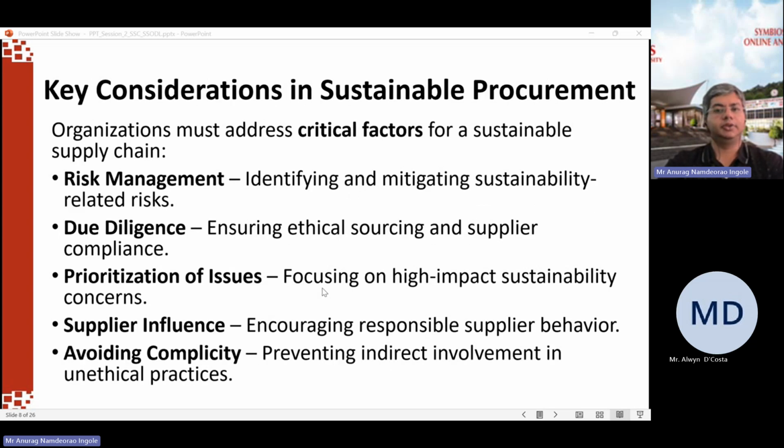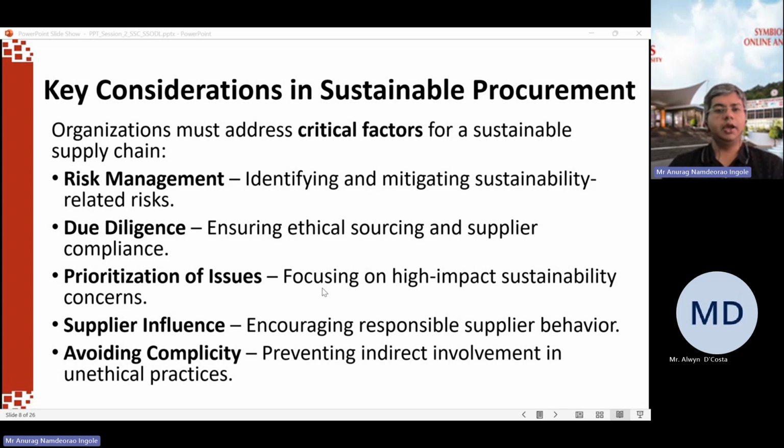Then there are some key considerations in sustainable procurement. It means that if you want to move towards sustainable procurement, there are some areas which you have to address. There are some critical factors which you must address for a sustainable supply chain. So first is risk management. So we need to identify and mitigate sustainability related risks. So how will we identify? We will have to conduct the life cycle assessment first to understand what are the risks related to sustainability, which we already have in our supply chain. And then we take some actions on mitigating them.